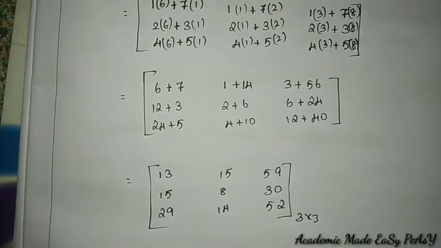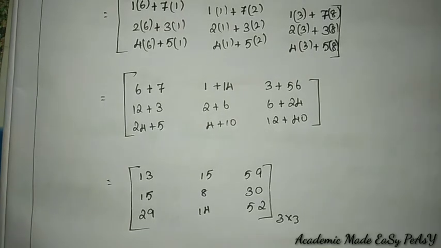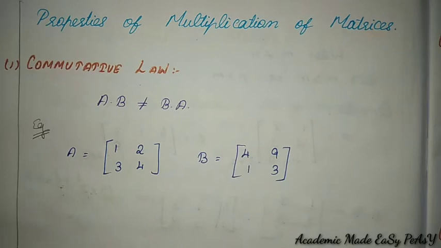So that's it. If it is a square matrix, we'll get the same order. If it is not a square matrix, then we have to find the order and perform the multiplication. There is not much difference, the only thing is that the order is different. That's it. Now we will be learning properties of multiplication of matrices.